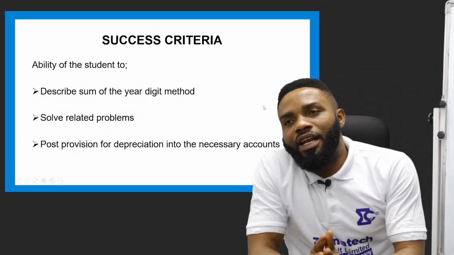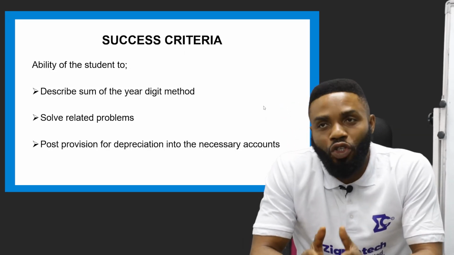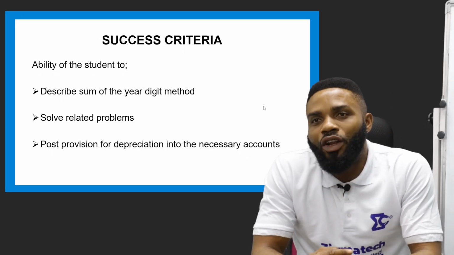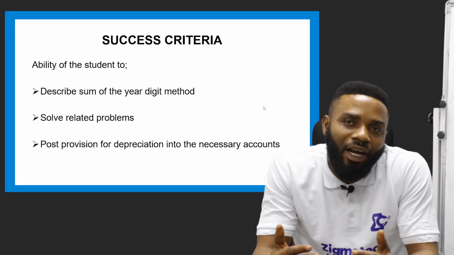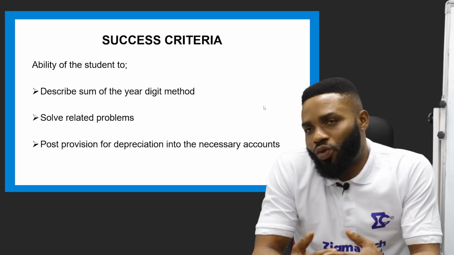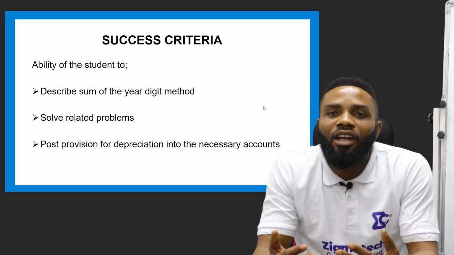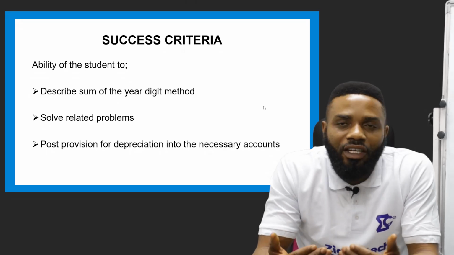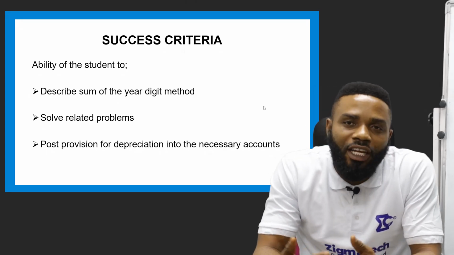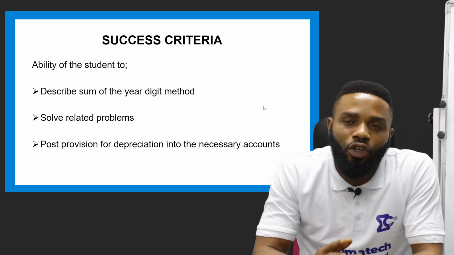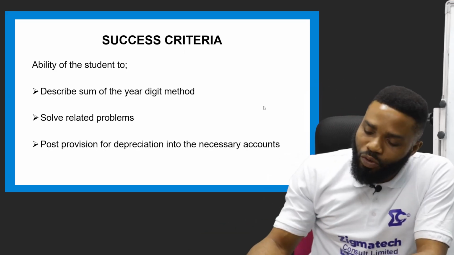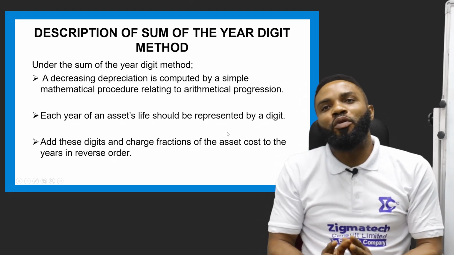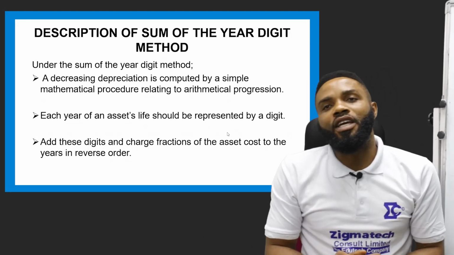Now, at the end of the lesson as well, we want to be sure we've been able to achieve our objective. We call it success criteria, things that will determine our success story. Number one, at the end of the lesson we should be able to describe the sum of the year digit method, solve related problems, and then post provision for depreciation into the necessary account. Very quickly, let us see if we'll be able to describe the sum of the year digit method.